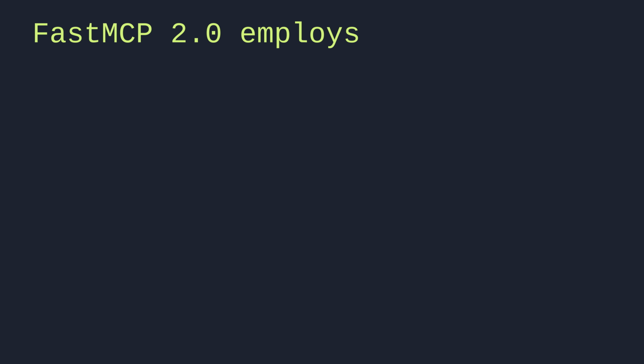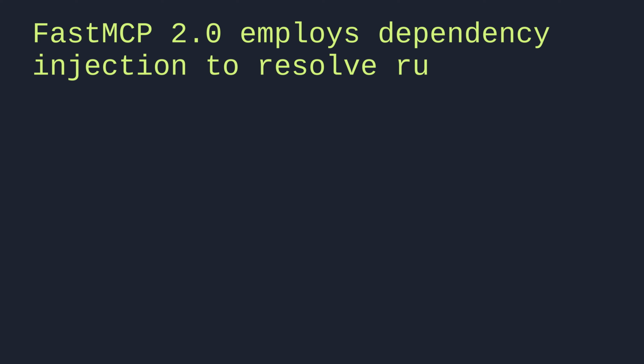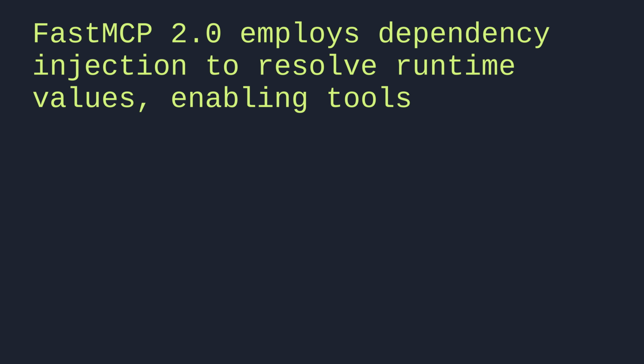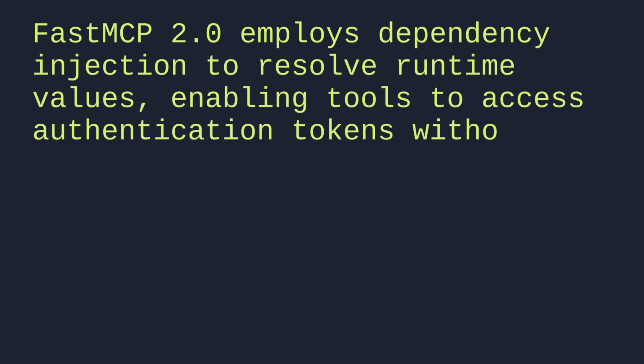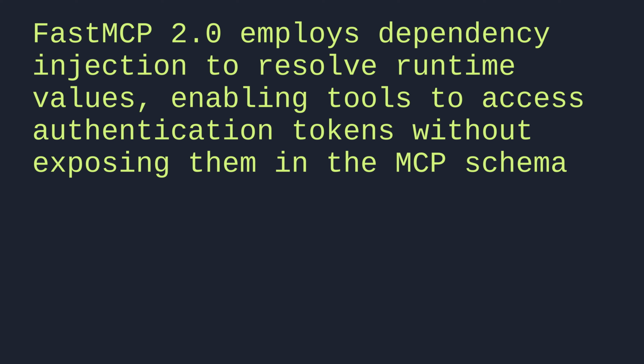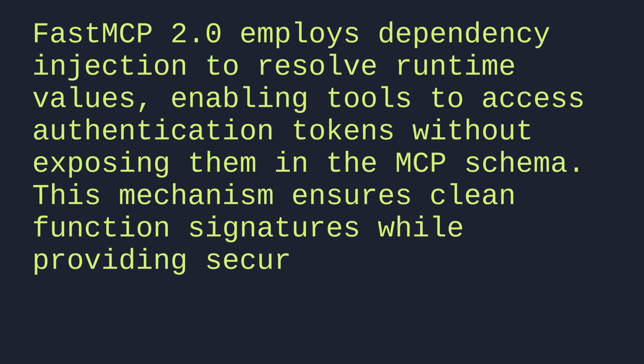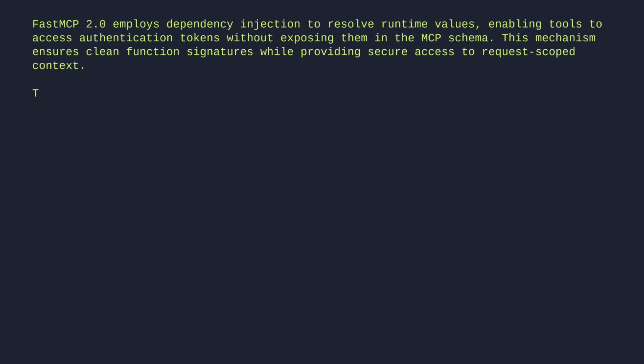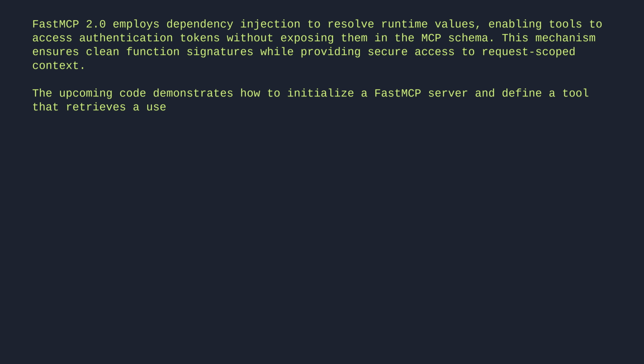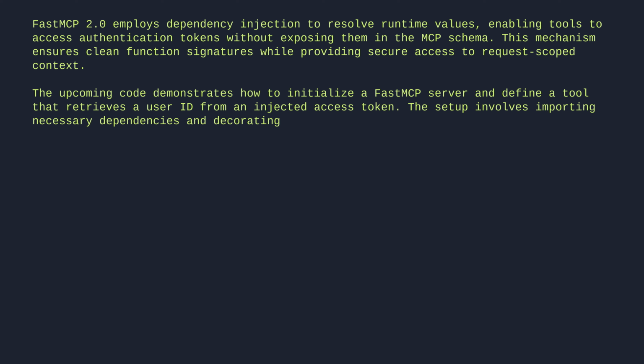FastMCP 2 employs dependency injection to resolve runtime values, enabling tools to access authentication tokens without exposing them in the MCP schema. This mechanism ensures clean function signatures while providing secure access to request-scoped context. The upcoming code demonstrates how to initialize a FastMCP server and define a tool that retrieves a user ID from an injected access token. The setup involves importing necessary dependencies and decorating a function to automatically handle token extraction.